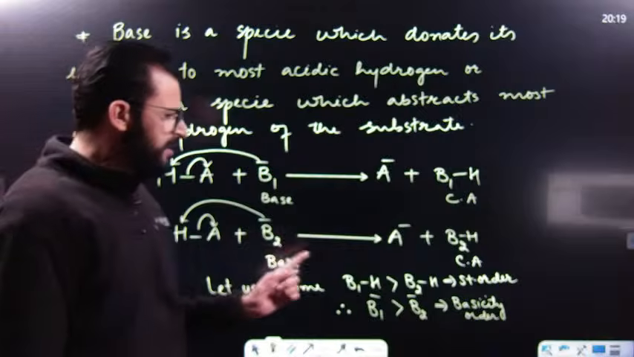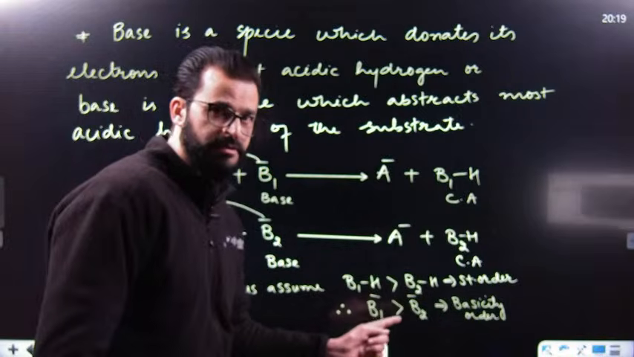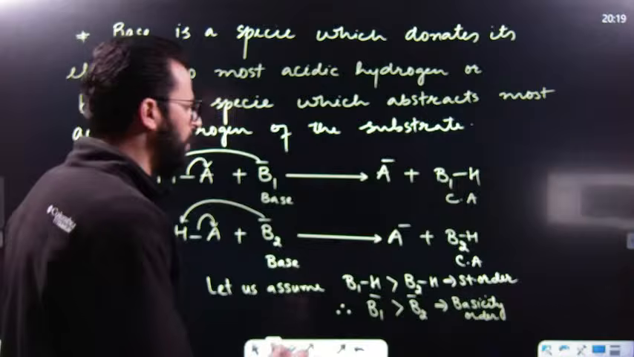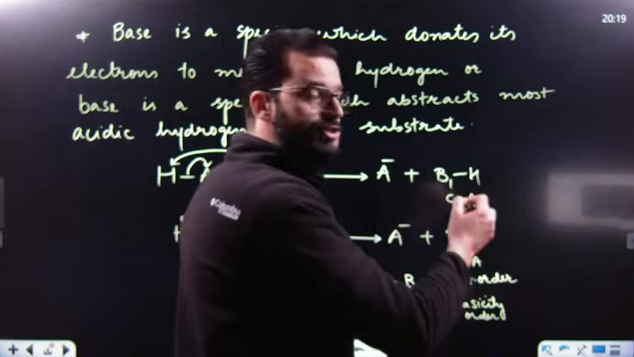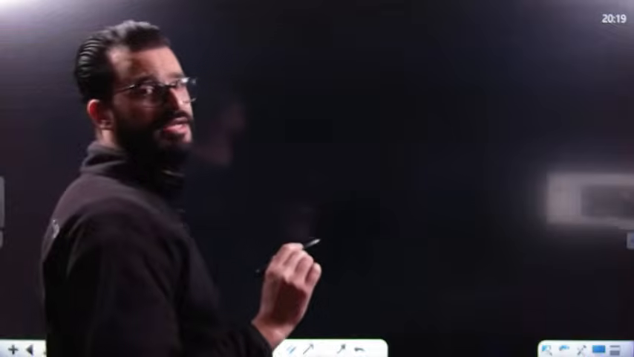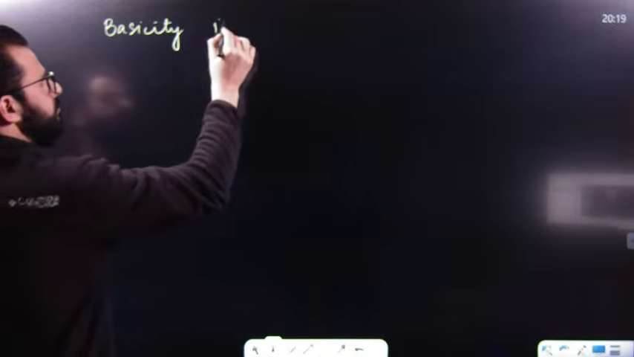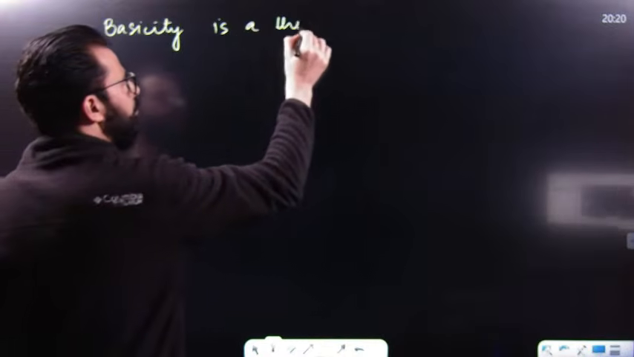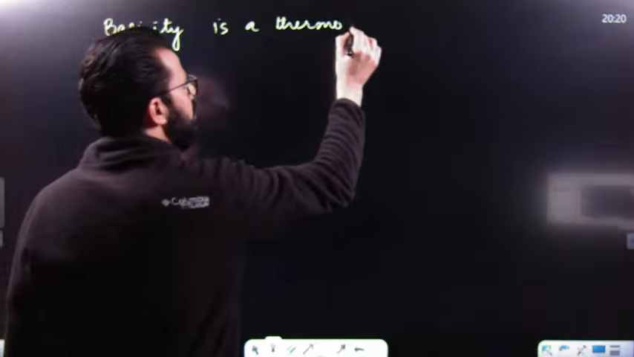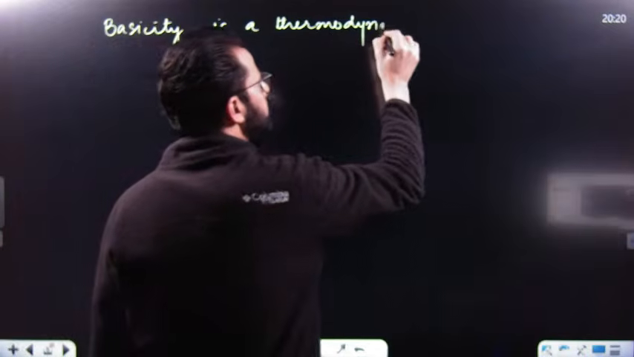Now tell me, basicity, that means the strength of a base, depends on what? That depends on the stability of the conjugate acid. Remember, any property which depends on stability is a thermodynamic property. So we can simply say that basicity is a thermodynamic property.